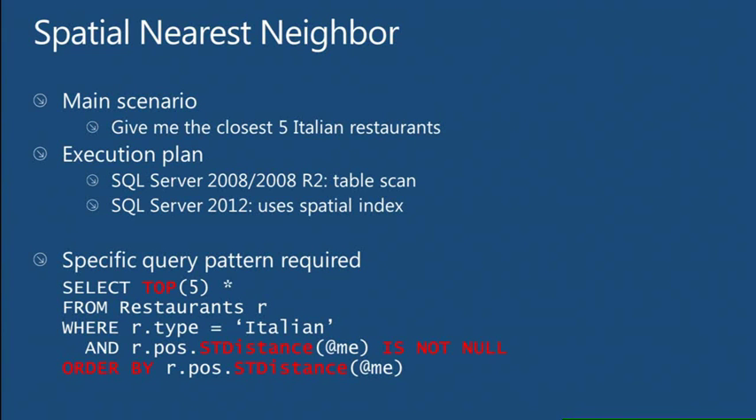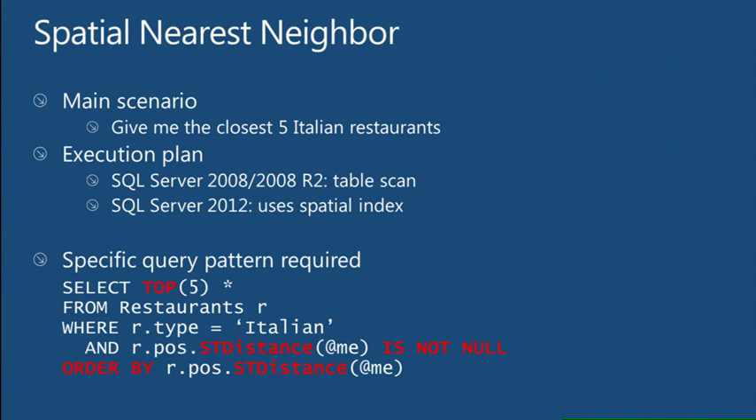So now let's look at the spatial nearest neighbor query. The main scenario here is really: give me the closest thing to where something else is, and give me the top n of those. In SQL Server 2008, if you write such a query, you will always get a table scan. So you will not make use of the index. In SQL Server 2012, we will use the spatial index. However, we will only use it if you're following the query pattern that I show you here.